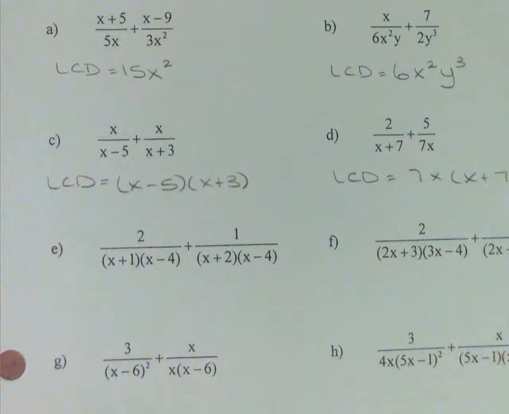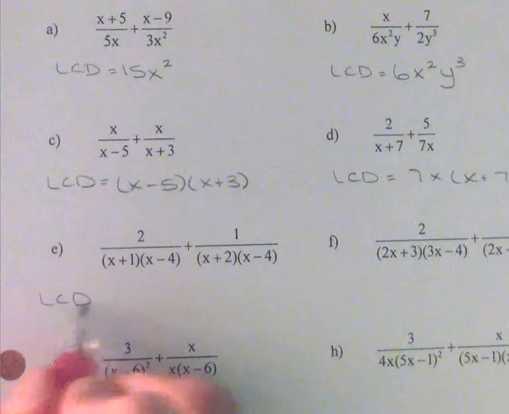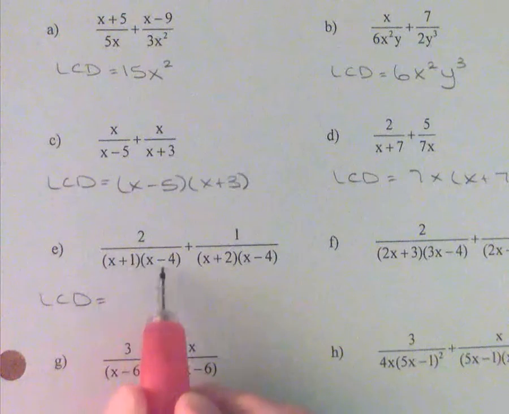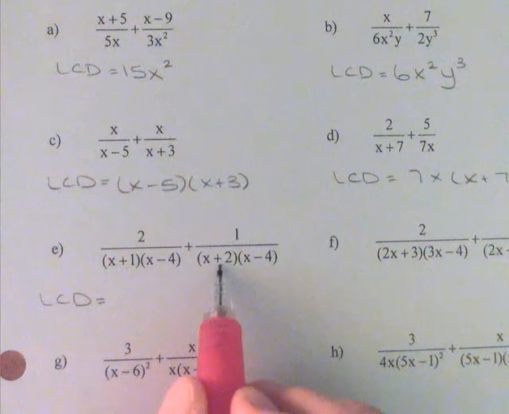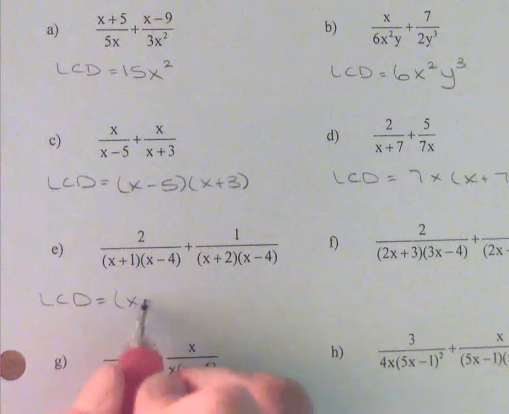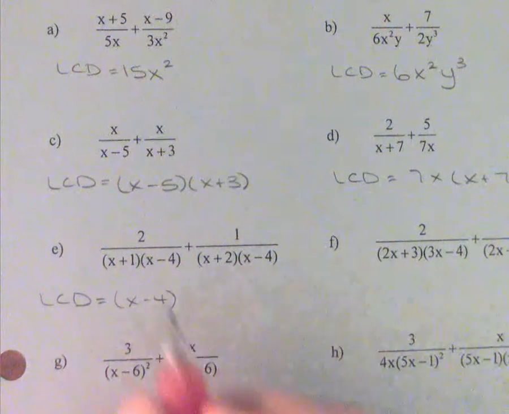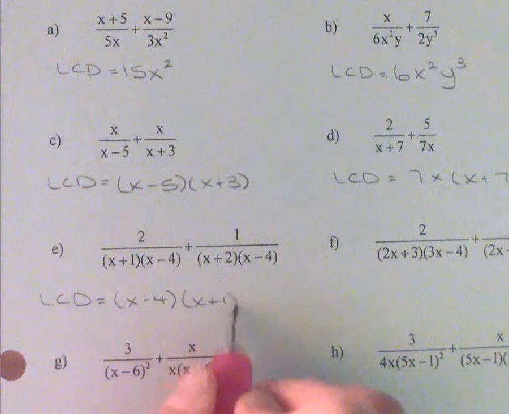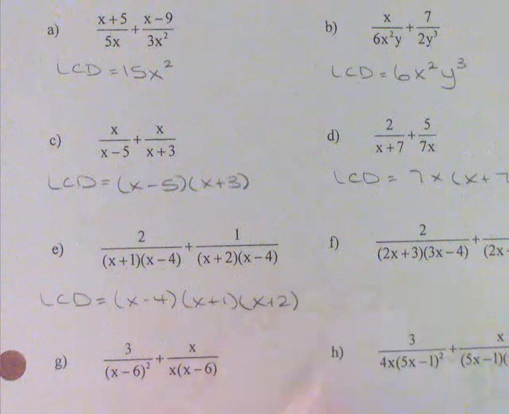If I look here for the lowest common denominator, I have x plus 1 and x minus 4, and x plus 2 and x minus 4. So they both have an x minus 4 in common. And then I would say there's an x plus 1 and an x plus 2.